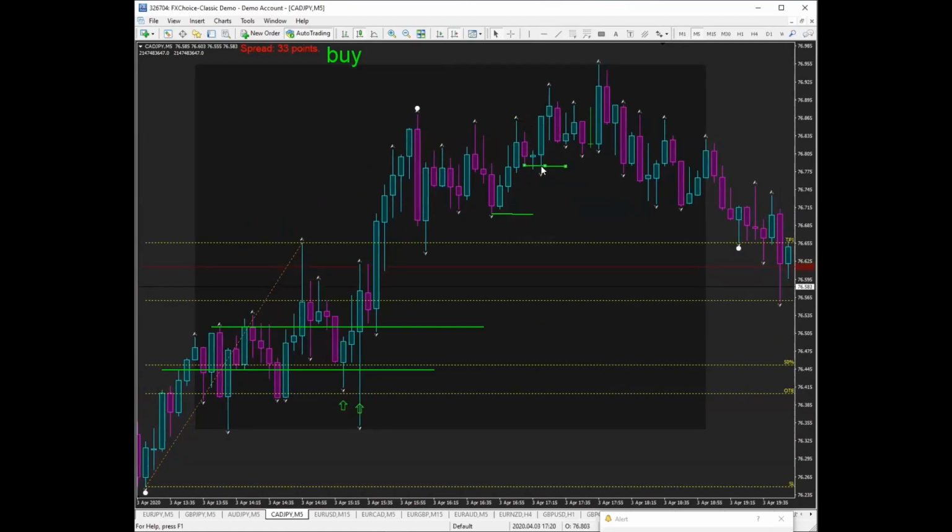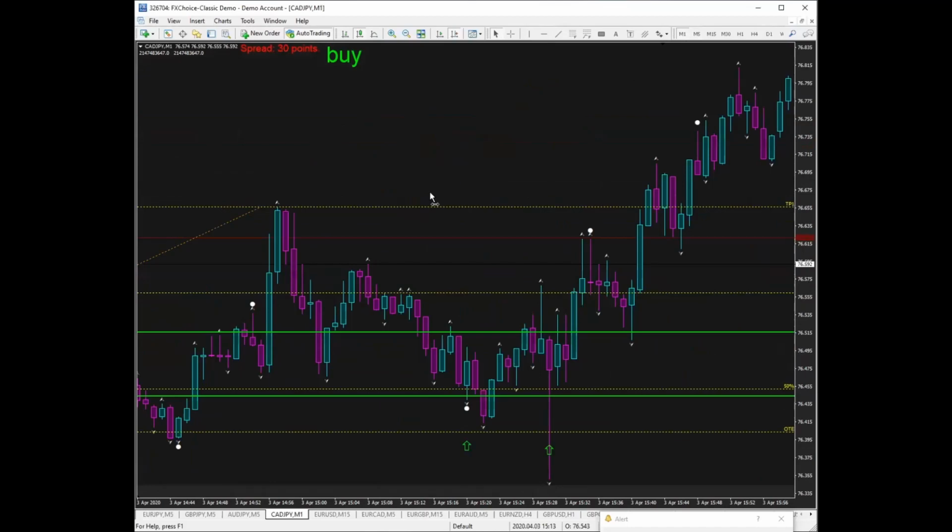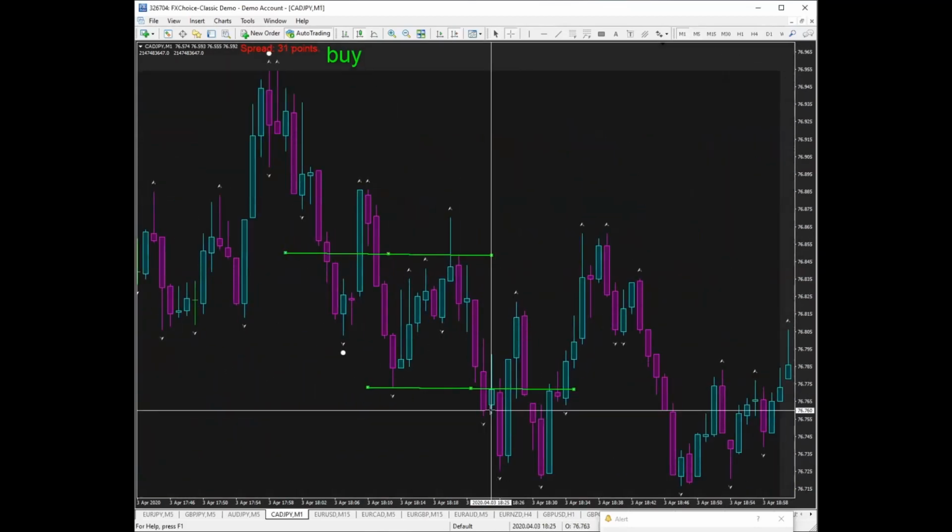1, 2, 3, no close under it. 1, 2, 3, no close under it. 1, 2, 3, there's a close under it. Under 3. Boom, you go to 1 minute, collapse your trade here.